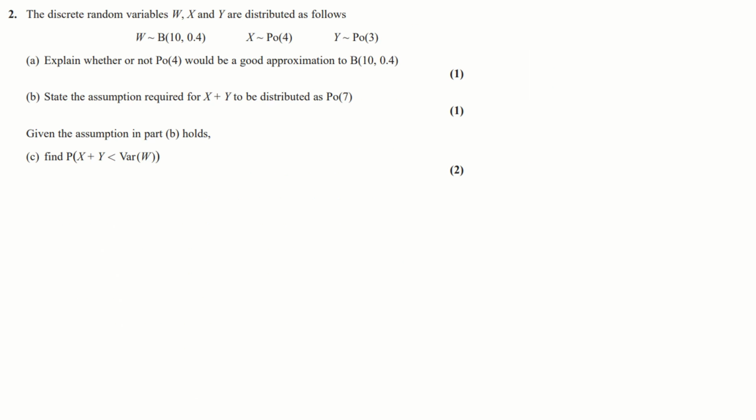Question number 2. So this is a binomial. Is this Poisson a good approximation? You need n to be large and you need p to be very small, and neither of those two things are really particularly true here. So I'm going to go with no. This is probably not a good idea for this one here.